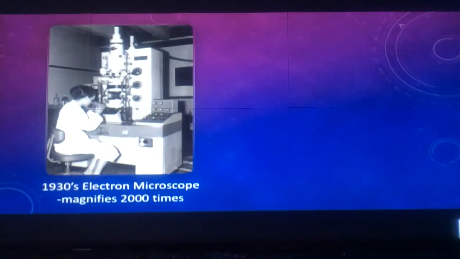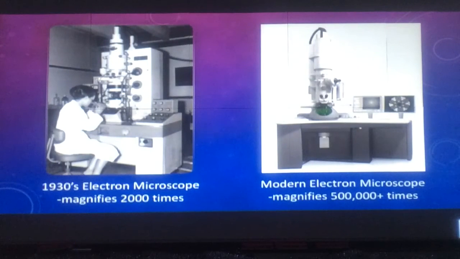Now, in the 1930s, you'll see that this is the first electron microscope. And it was very, very powerful. It could magnify an organism or anything that is under the microscope 2,000 times its original size. But this is a more modern, or today's, microscope, and modern electron microscopes can magnify images 500,000 times its original size or more.